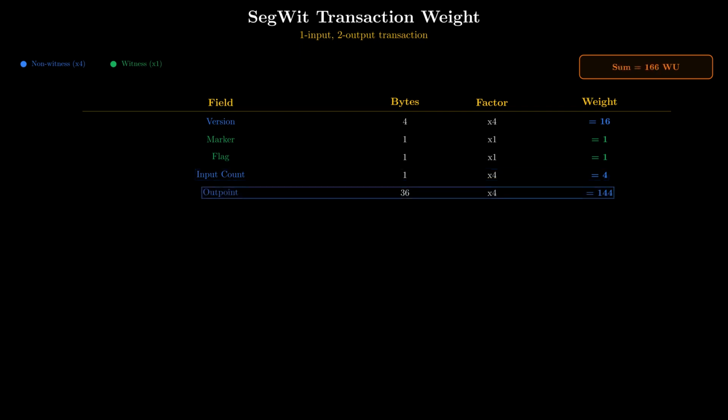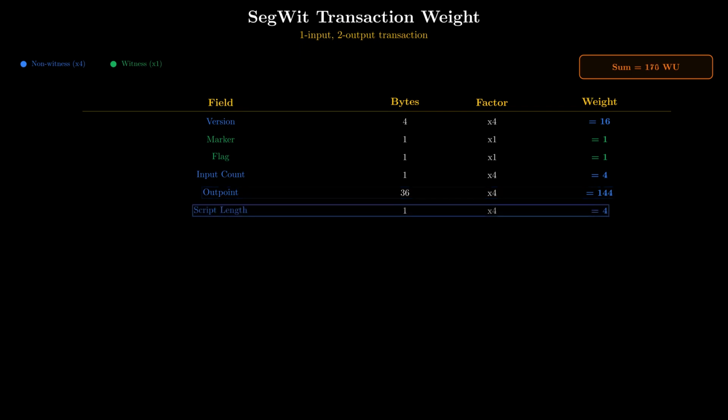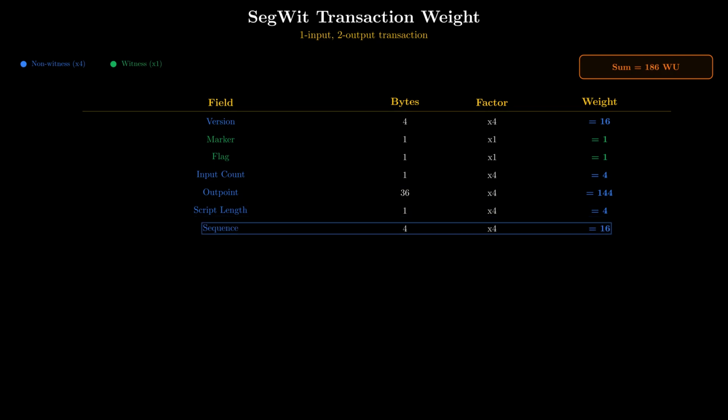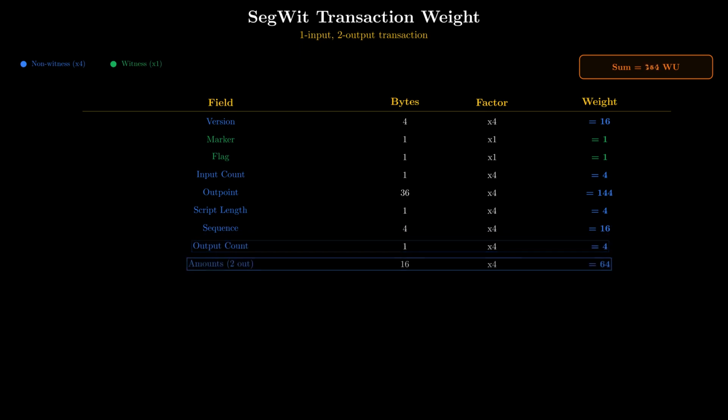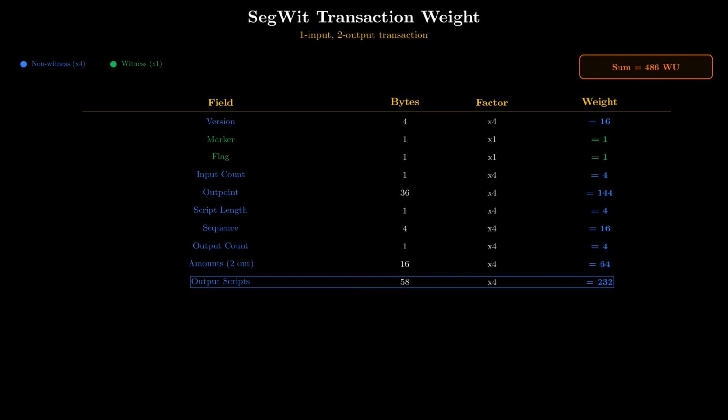The outpoint, which identifies the coin being spent, 36 bytes times 4 equals 144 weight units. Input script length, 1 byte times 4 equals 4. Sequence, 4 bytes times 4 equals 16. Output count, 1 byte times 4 equals 4. Amounts for our two outputs, 16 bytes total times 4 equals 64 weight units. Output scripts, 58 bytes times 4 equals 232 weight units.